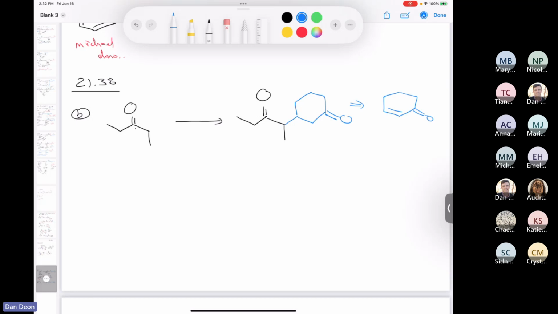Give me a thumbs up if this makes sense, this disconnection that I've done. Or stop. Does anybody have a question about this? I want to make sure we're on the same page before we keep the train rolling. Okay, so let's do the enamine.